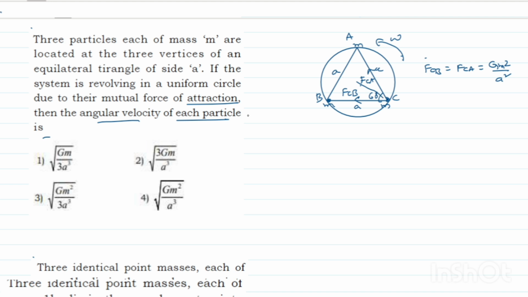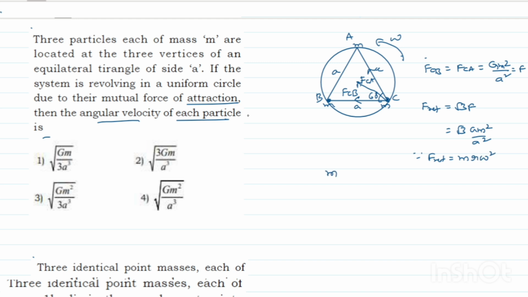The resultant of these two will act along the diagonal. If two equal magnitudes make an angle of 60 degrees, the resultant force will be root 3 F, where we call the force F. So it is root 3 into G m square by a square. But here the net force is providing the centripetal force, which is nothing but m into r into omega square.